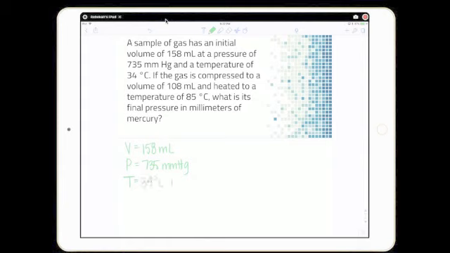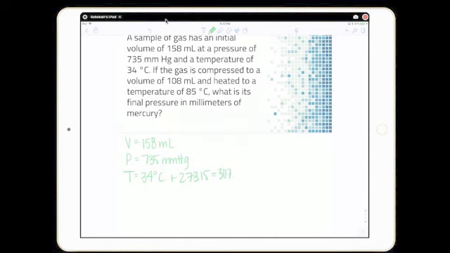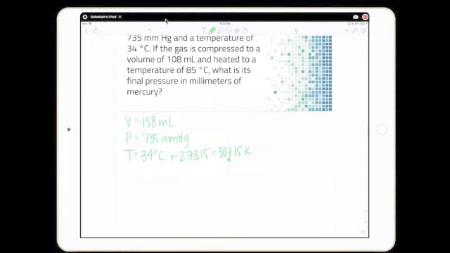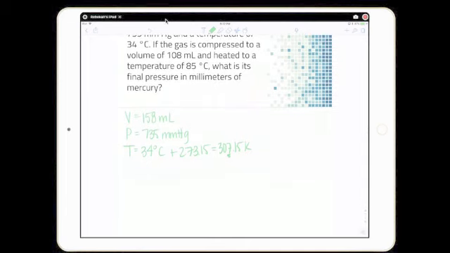Now, every time I see a temperature, I'm going to change it to Kelvin. Every time. So I'm not even going to wait and see what kind of equation I'm using. I'm just going to go ahead and add that 273.15. And I get 307.15. And I'm going to remember that this 7 is significant. Alright, now the gas is compressed to a volume. So this is a new volume.